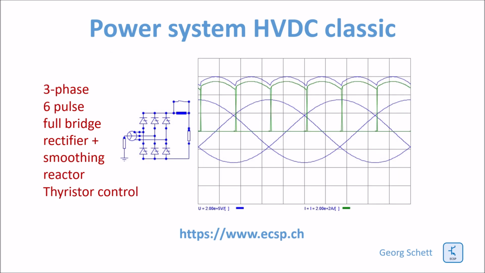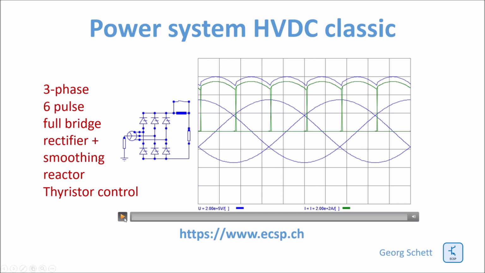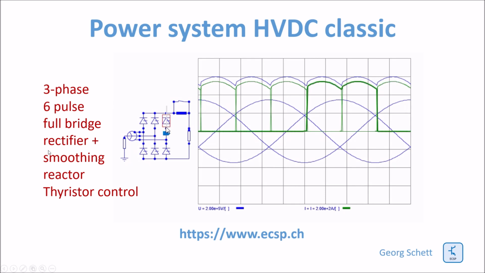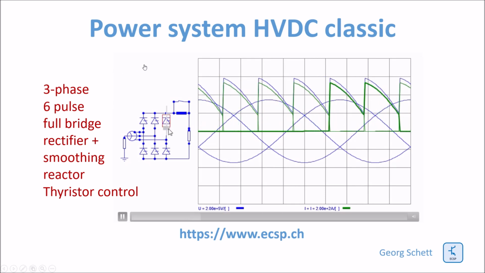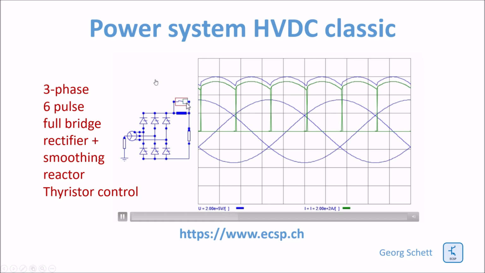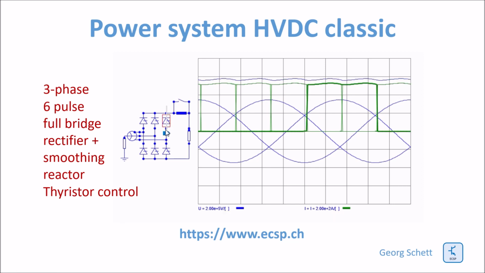Here I have now replaced the diodes by the thyristors, so I can control the DC part, as you can see now. And on top of it, if I want to smoothen the DC, I insert a reactor. So instead of a capacitor, we have here a reactor.